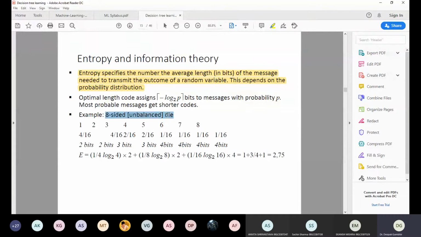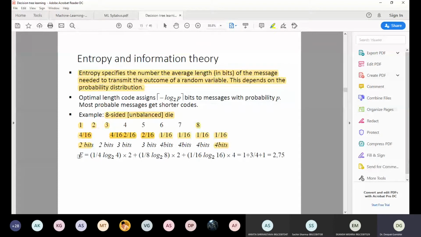In the case of Huffman encoding, suppose it is an unbalanced die having 8 outputs, say 1, 2, 3, 4, 5, 6, 7, 8, and the probability of getting 1 is 4 by 16, getting 2 is 4 by 16, 3 is 2 by 16, 4 is 2 by 16, and so on. The total probability would be 1. In that case, we can represent the higher probability with a low number of bits and the lower probability with a high number of bits. That is the case of Huffman encoding.